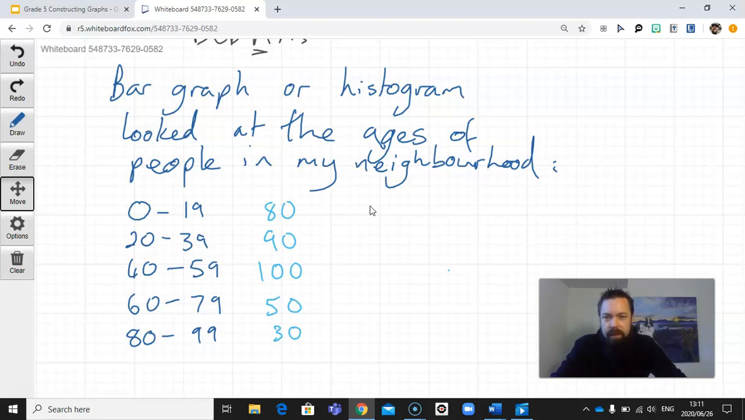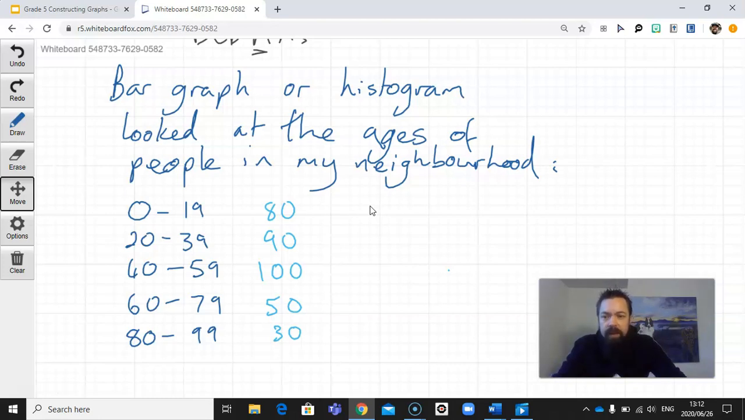So first up, we've got to decide if this is going to be a bar graph or a histogram. So let's have a look at what is the information we're looking at. We're looking at the ages of people. So the first one is a range of ages from 0 to 19. So that's anyone who's born and up until the age of 19. From then on, we're looking at people who are 20 to 39, 40 to 59, 60 to 79, and 80 to 99 in my neighborhood. In my imaginary neighborhood, there's no one who's 100 years or older.